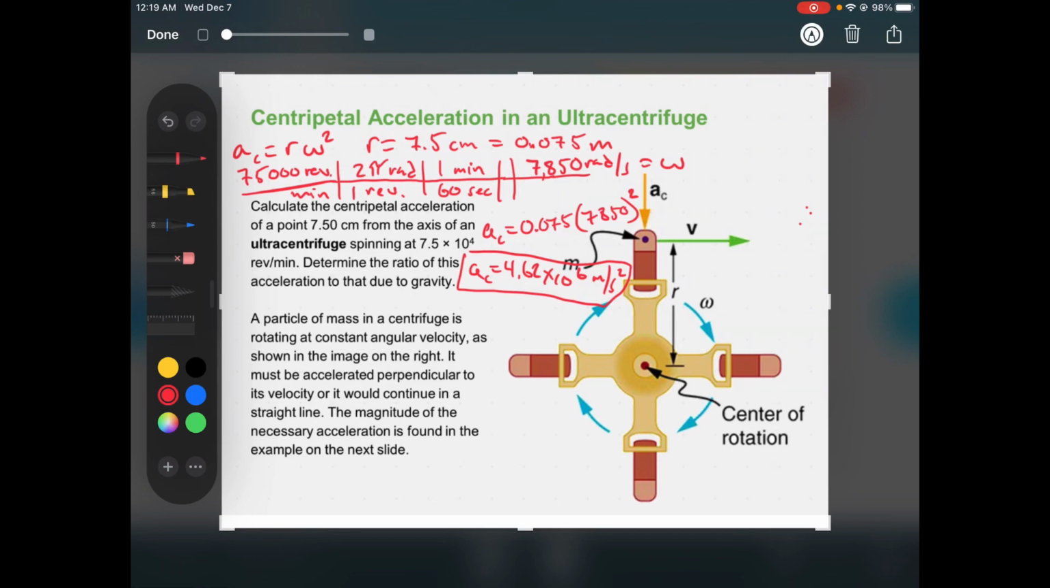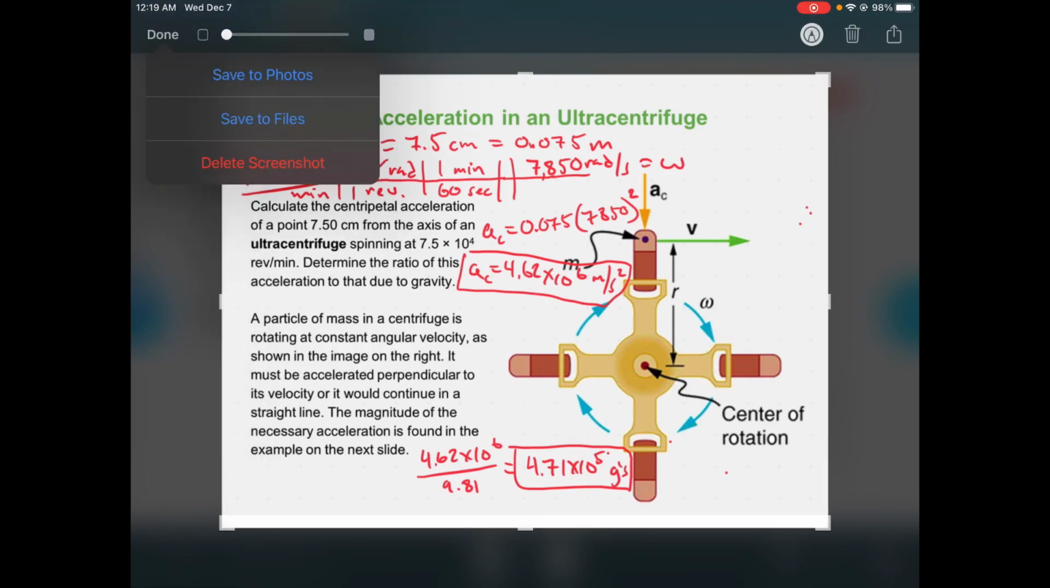Now this one also wants us to determine the ratio of that to gravity. So we will take that and divide by 9.81 again. And that comes out to be quite a bit still. 4.71 times 10 to the fifth G's, which is quite a bit. Very, very fast, which again is why it's called an ultracentrifuge.